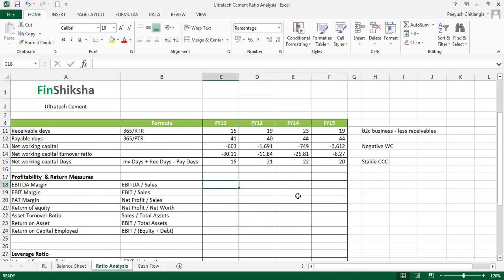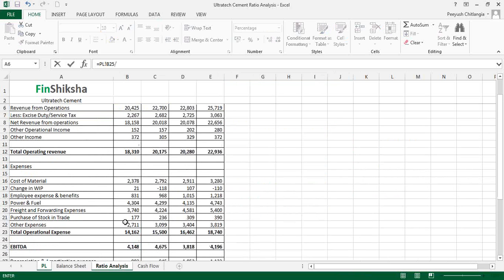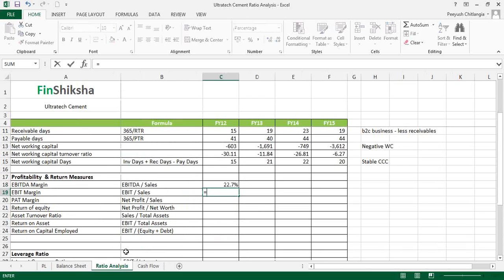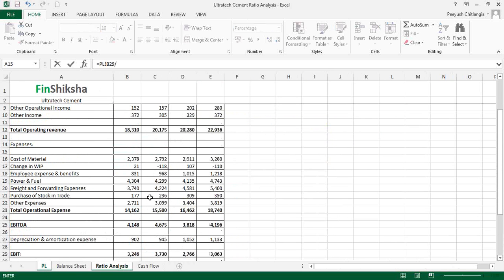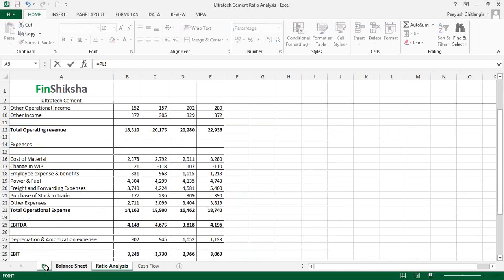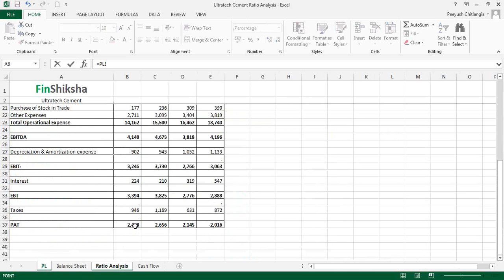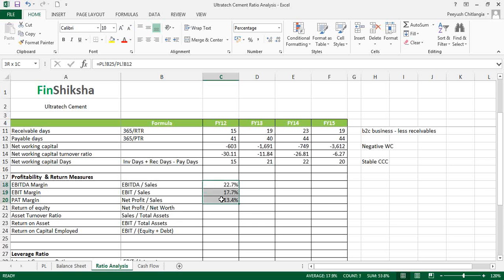Let's calculate some of the profitability and return ratios. Profitability ratio is EBITDA by net sales, or I can take total operating revenue here. And then we have EBIT by sales, so EBIT divided by total operating revenue. And then we have net profit by sales, which is the final profit number, PAT, divided by the sales number. Now, what do we see in these parameters over the years, right? So EBITDA declines, EBIT declines, and consequently PAT margin also declines.